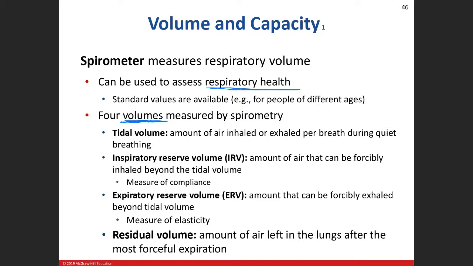Now if you don't remember what compliance is, compliance is the ability of how well your chest wall can expand, how well it's able to move, and how well the lungs can expand also. Kind of like how springy your lungs are, well, mainly the chest wall. So that's what we're talking about when we talk about the inspiratory reserve volume. We're going to measure the compliance, how well your chest wall can expand.